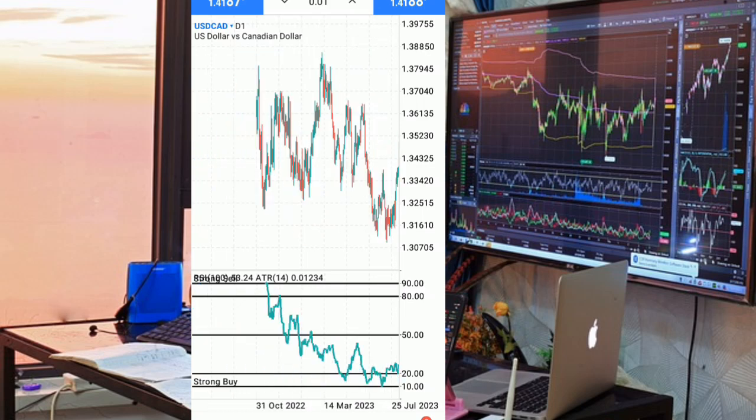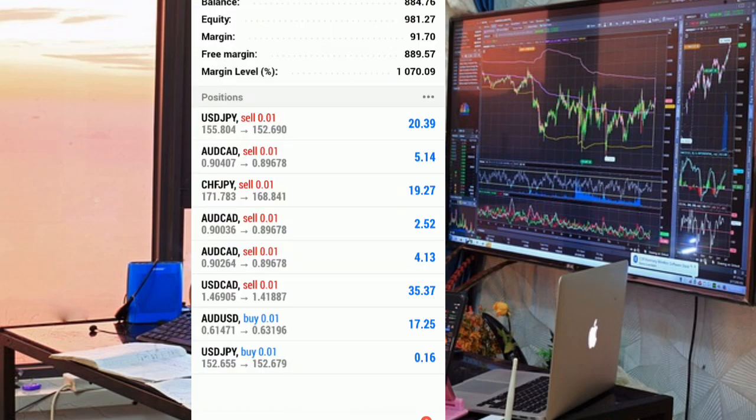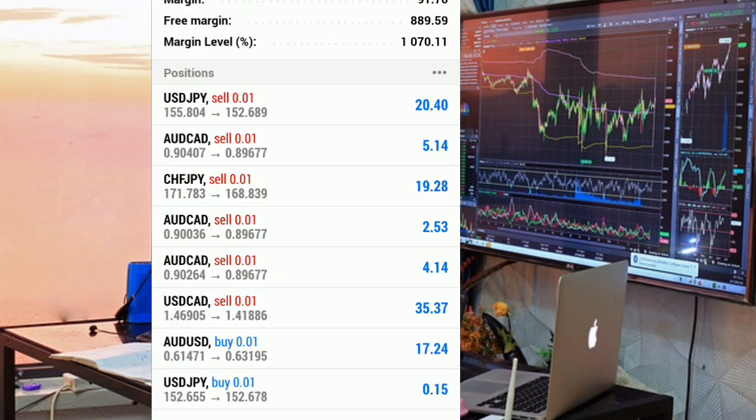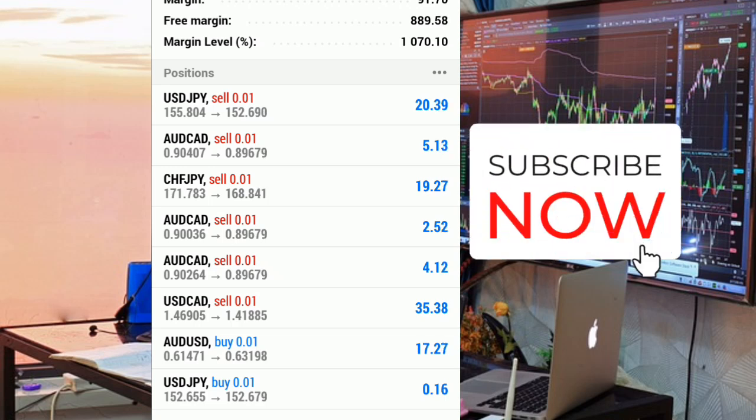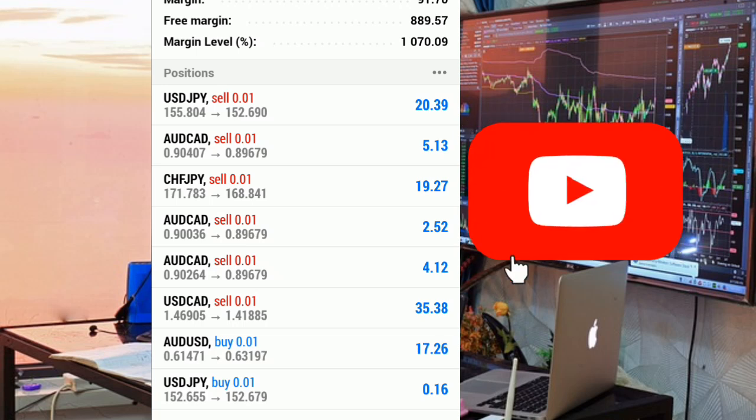Otherwise, this is very simple, guys. This is very simple. That is how we are able to get to these trades, and I'm sure some of you guys have been giving me testimonies about how you are using this strategy and how it's working for you.